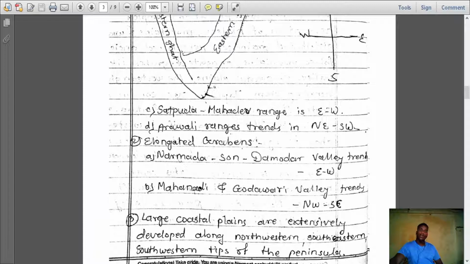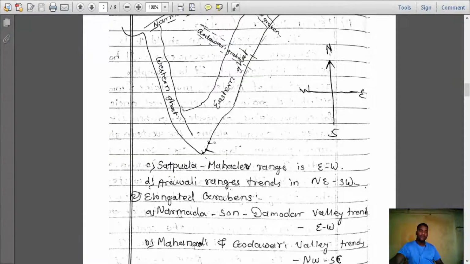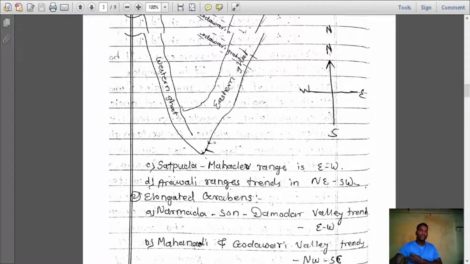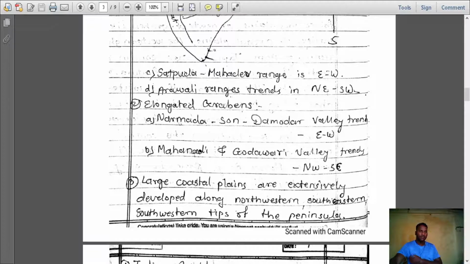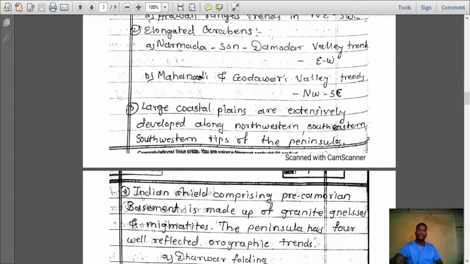The second one is elongated grabens. The Narmada Son Damodar Valley trends east to west, the Narmada Son Damodar graben. The Mahanadi and Godavari valleys trend northwest to southeast, the Godavari graben and Mahanadi graben. Large coastal plains are extensively developed along the northwestern and southwestern tips of the peninsula.